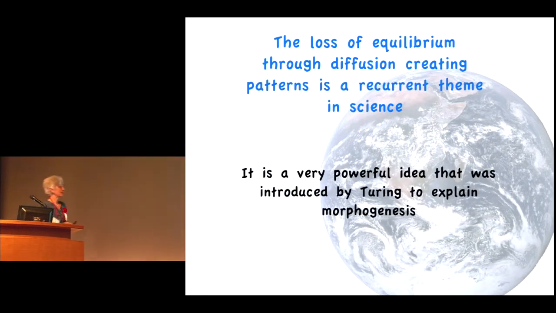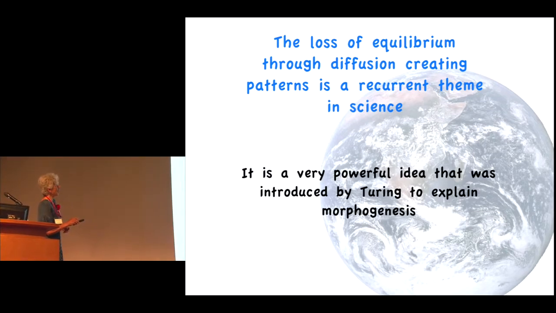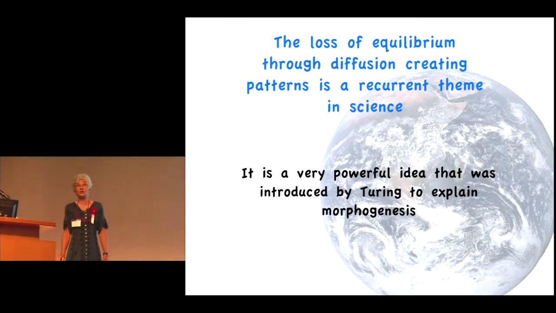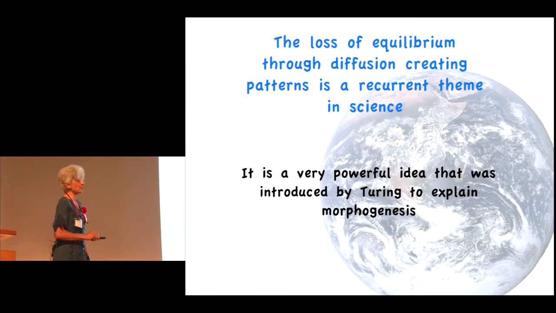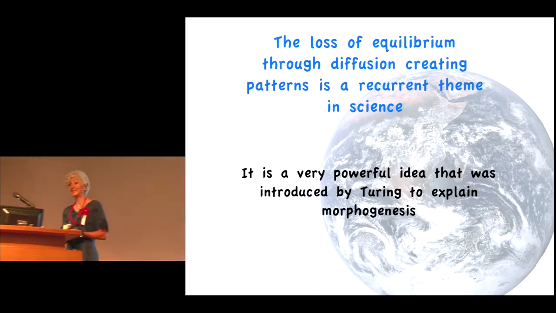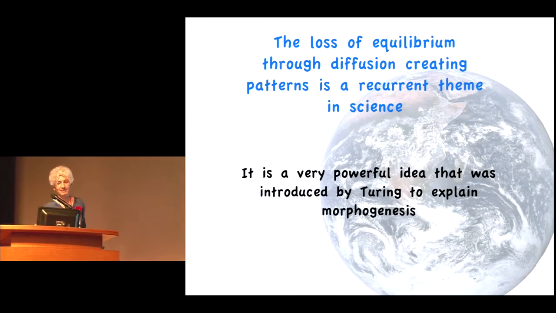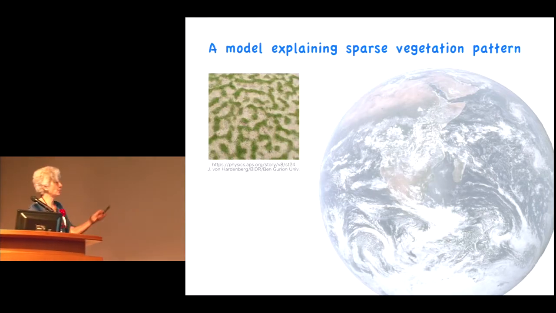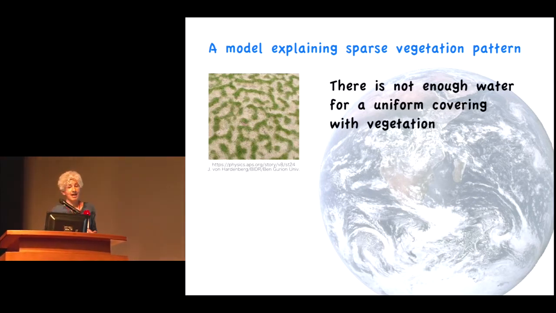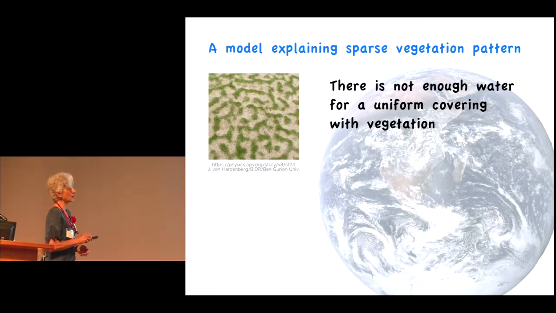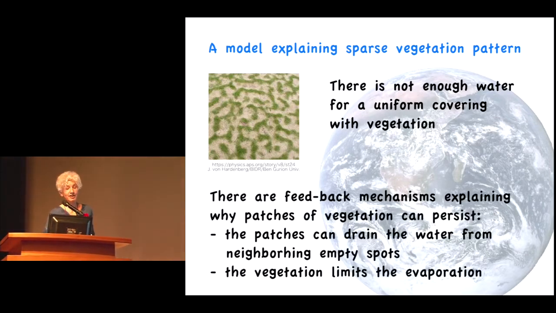As I say, it's an idea that we find in many, many places in science. The idea was introduced by Turing in 1952 to explain morphogenesis. So we are very far from the shape of the Earth, but the same idea you see in many places. So let's come to a model that would explain sparse vegetation patterns. Well, there is not enough water for a uniform covering with vegetation, and on the other hand, you could have sparse vegetation.